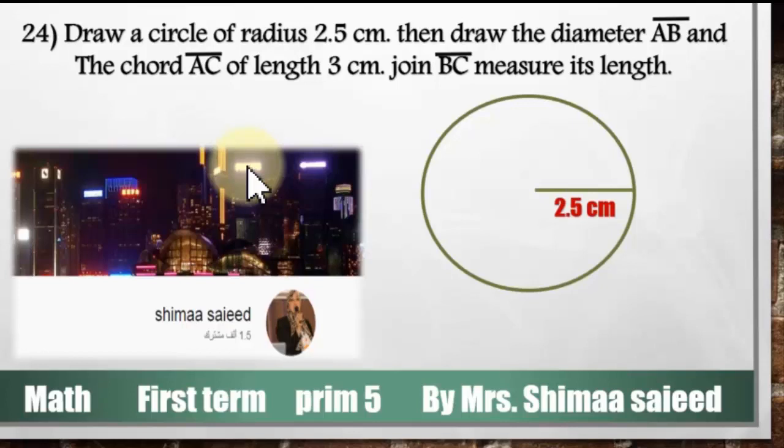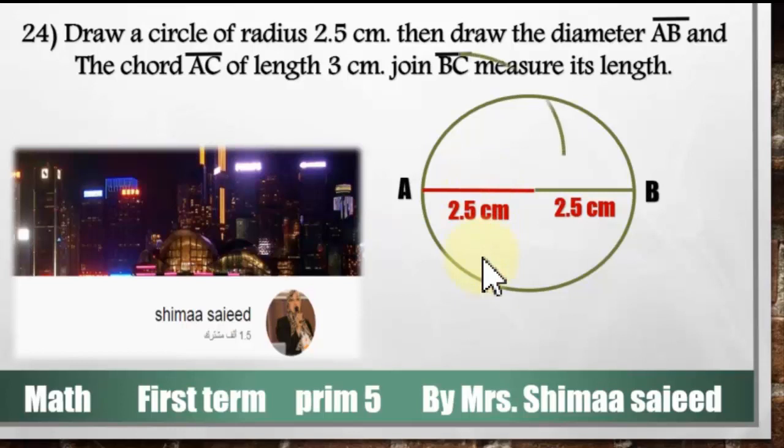Draw a circle of radius 2.5 centimeters, then draw the diameter AB and the chord AC of length 3 centimeters. Join BC and measure its length. Okay, open your compass 2.5 centimeters, then draw the circle. After that, join to have AB. If we want to draw the chord AC 3 centimeters, we will open the compass again 3 centimeters and draw the arc, intersecting at point C.